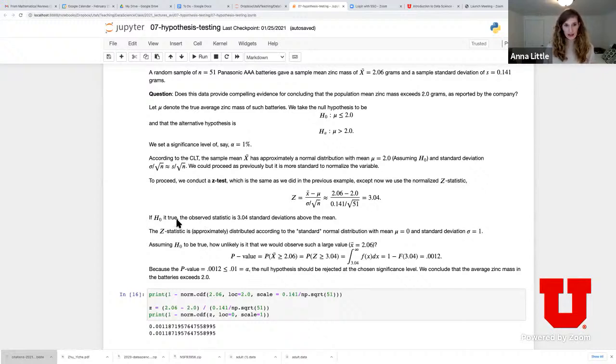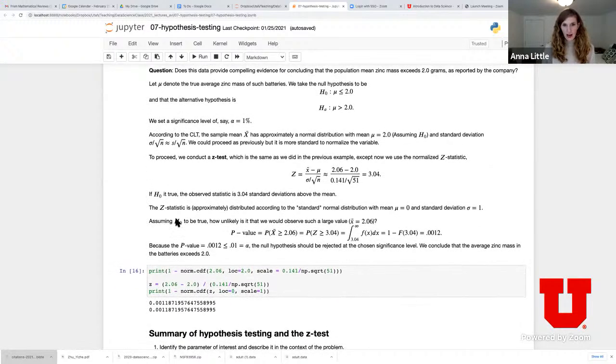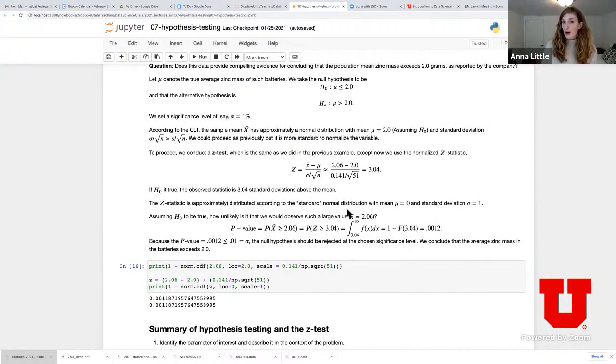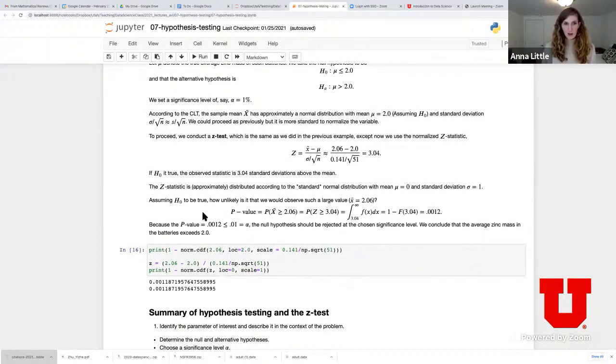Okay, so this Z statistic, since we've standardized it, the nice thing is it's distributed according to a standard normal distribution. So if we want to compute these probabilities, we can just call the normal CDF with a mean of 0 and a standard deviation of 1. Okay, so let's see how we would do that.